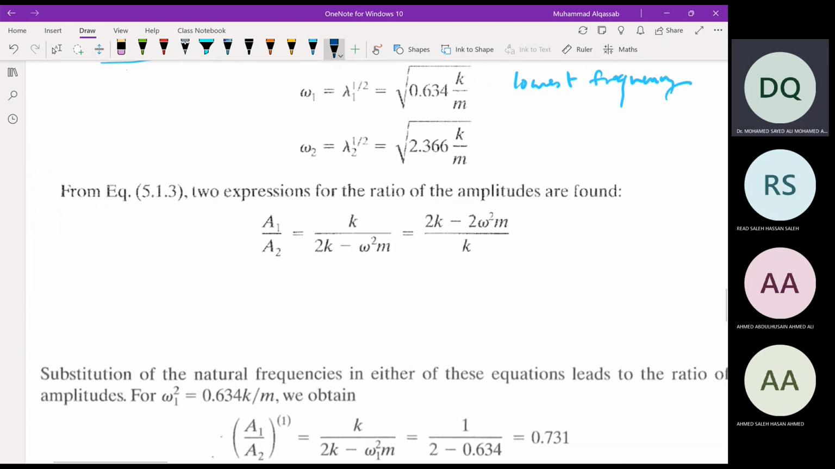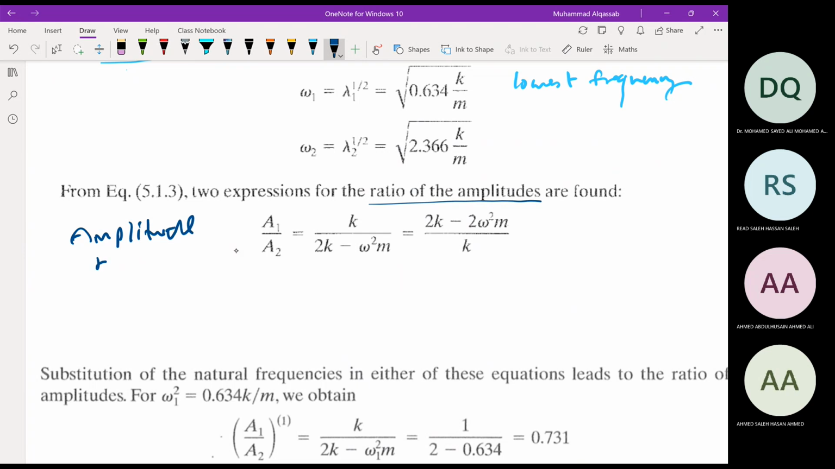Okay, the 2 expressions for the ratio of the amplitudes are found as A1 over A2 equals K over 2K minus omega square m, which is also equal to 2K minus 2 omega square m over K from the second equation. This is called the amplitude ratio. Okay, the meaning of the amplitude ratio: you can find the value of A1 and A2 from the initial conditions. And this will be part of finding the response.